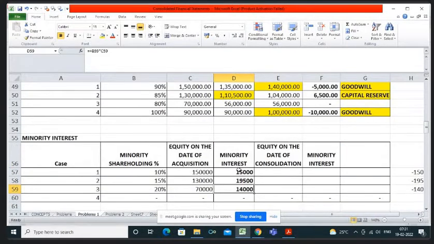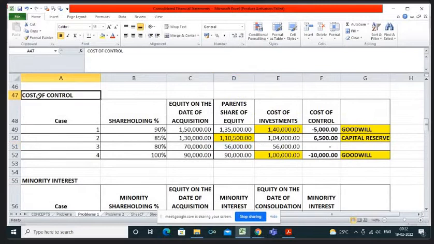In case 1, what is the total amount of equity? 1,50,000. It is split between the holding company, 1,35,000, and the minority interest, 15,000. The total is 1,50,000. So in all the cases, this will match. Here the total is 1,30,000. Here it is 70,000. Like that we can check.